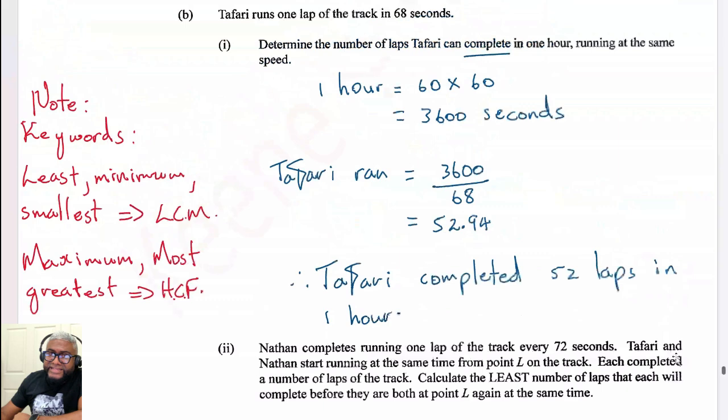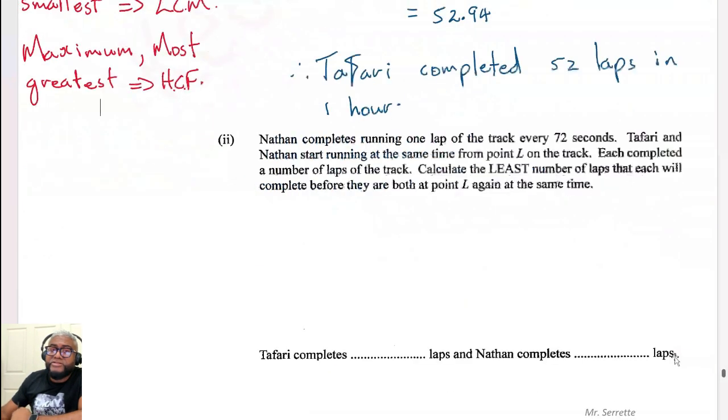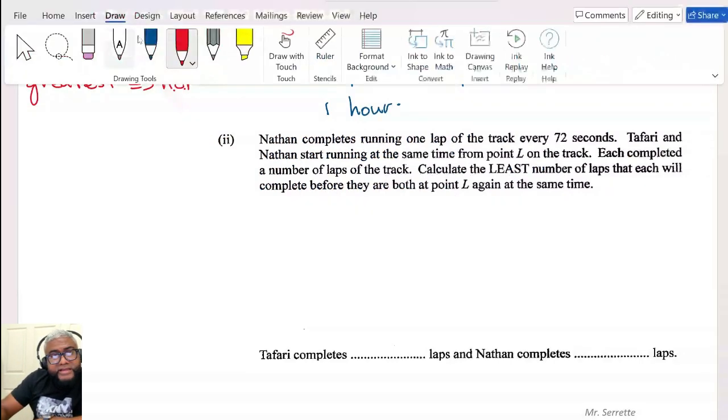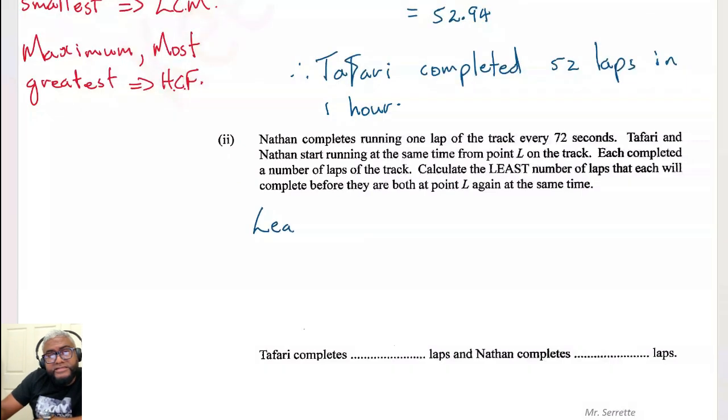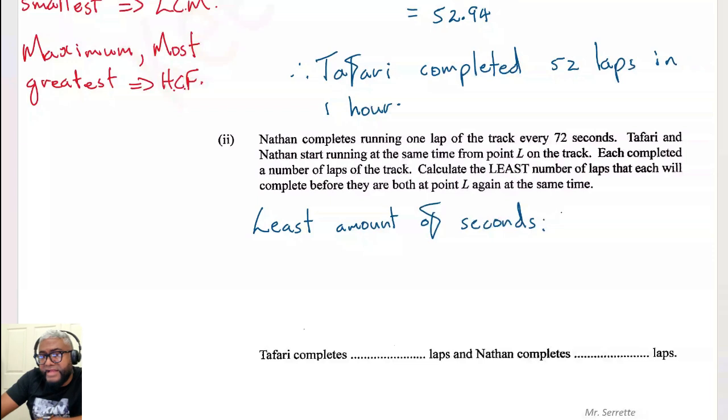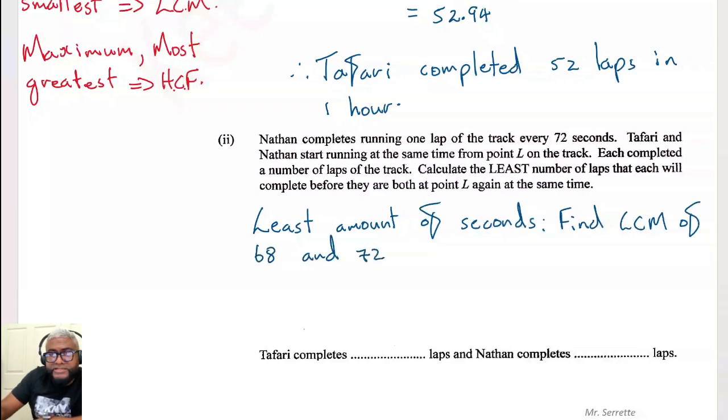So we must first find the least amount of seconds, not minutes. The least amount of seconds it will take, right? So I'm going to put here: least number of seconds. You have to find the LCM of 68 and 72. I'm going to do the working right here.